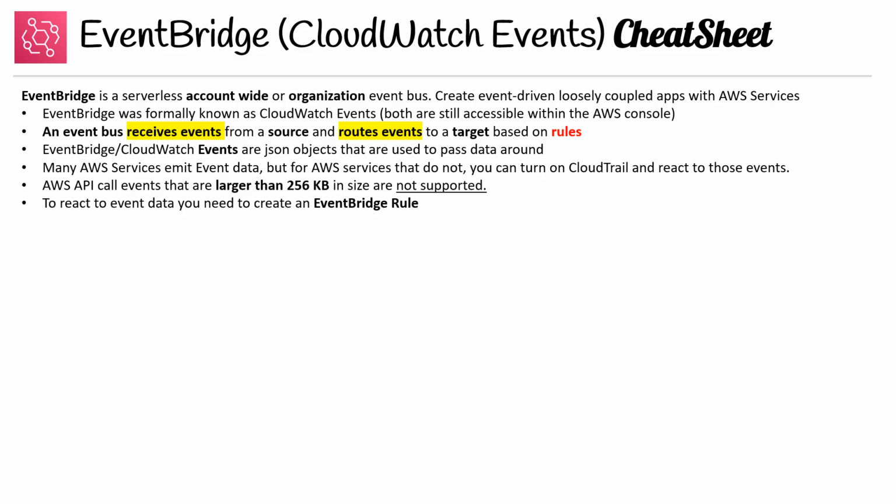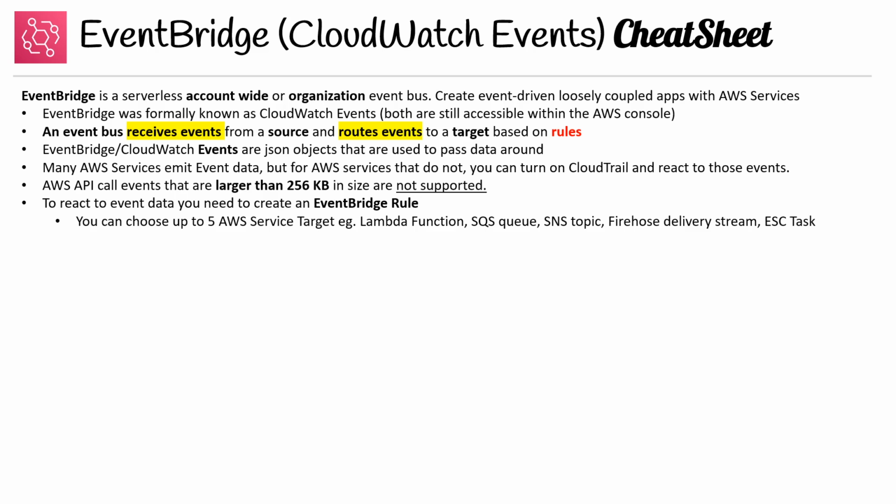To react to event data, you'll need to create an EventBridge rule. So you can choose up to 5 AWS service targets. So here's some examples of some targets, but there's a lot. There's lots and lots. When you select a target, you'll have additional fields to narrow down to the AWS service you want to target.